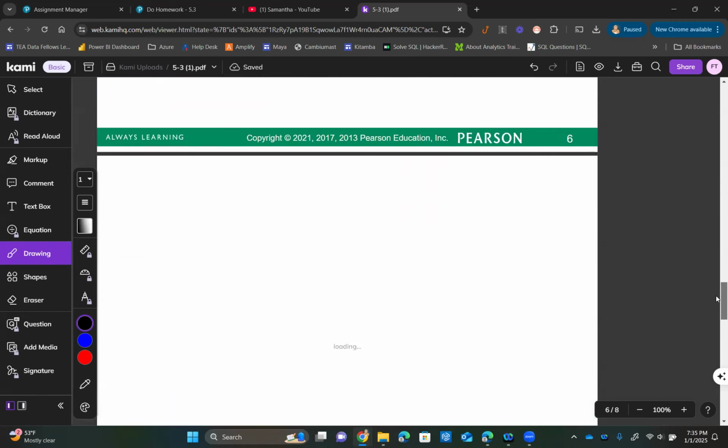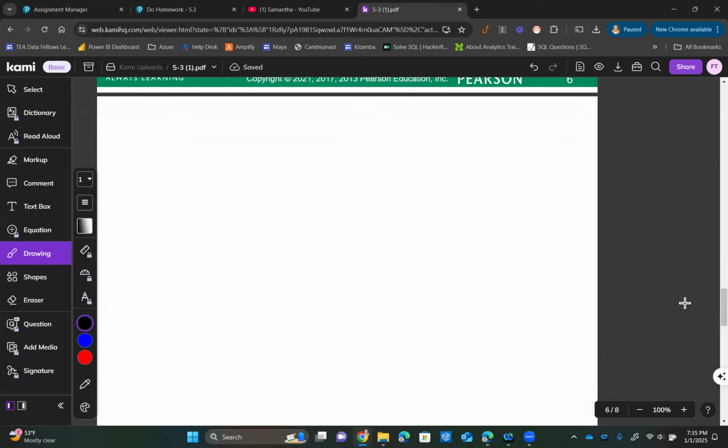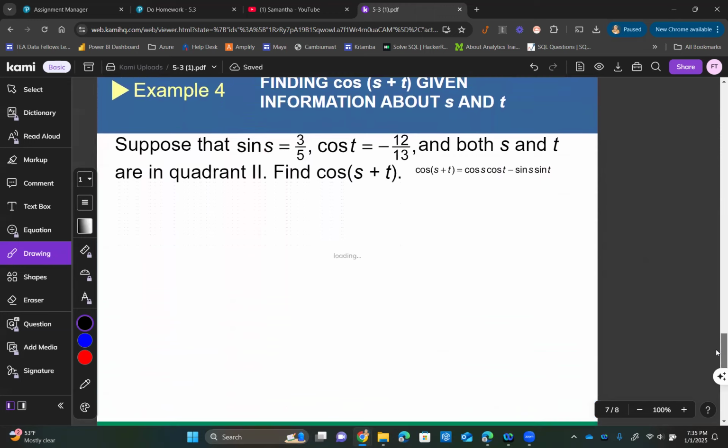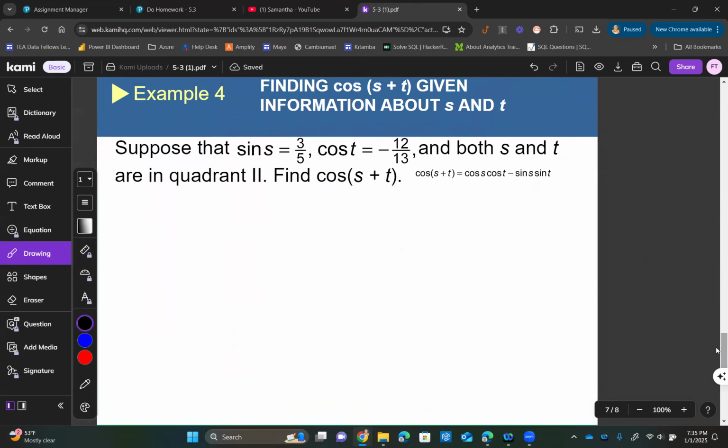For this lesson, we have one more question type that we're going to study. If sine of angle S is given this, cosine of angle T is given like this, both angle S and angle T are in quadrant 2. This information is important for the sine. We're going to find the cosine of S plus T. So cosine of S plus T will be calculated using the formula.